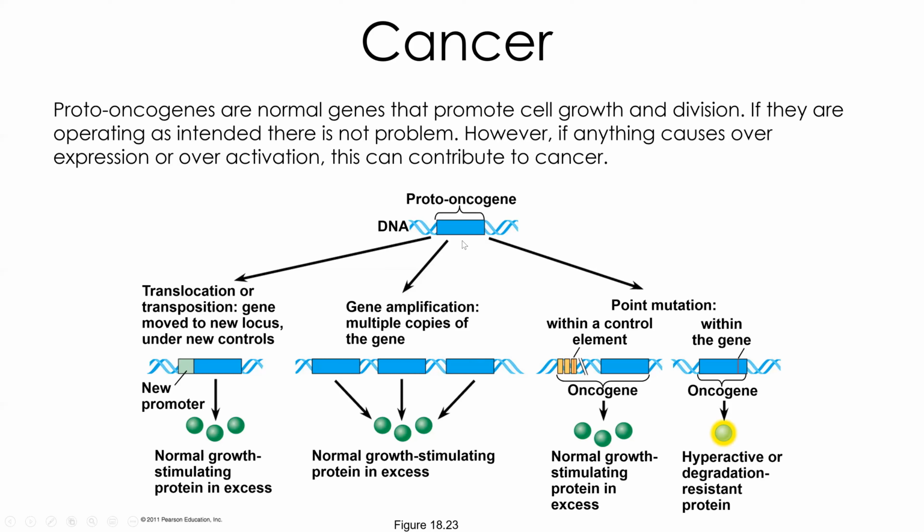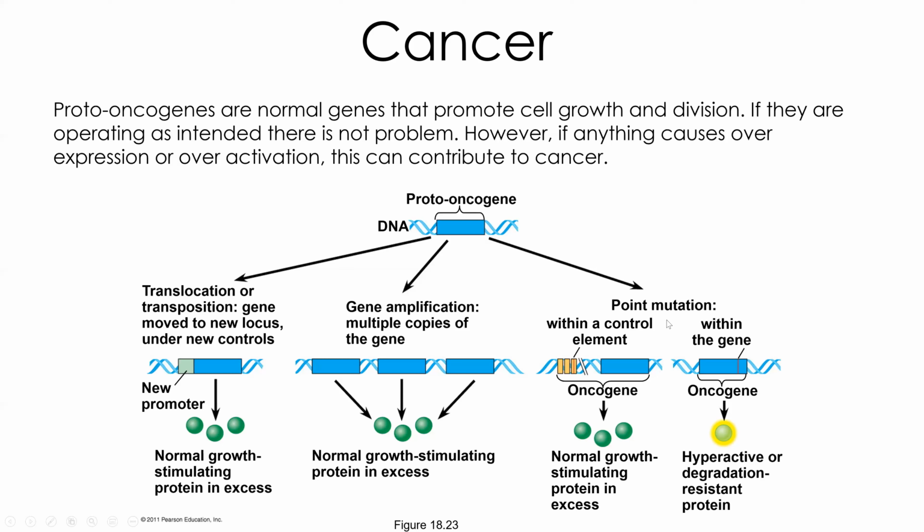In this case, we've got now 3 copies instead of 1. Maybe these are each, by themselves, expressed normally, but now you have 3 of them doing it all at once. So we have 3 times the growth stimulating protein that we had before.